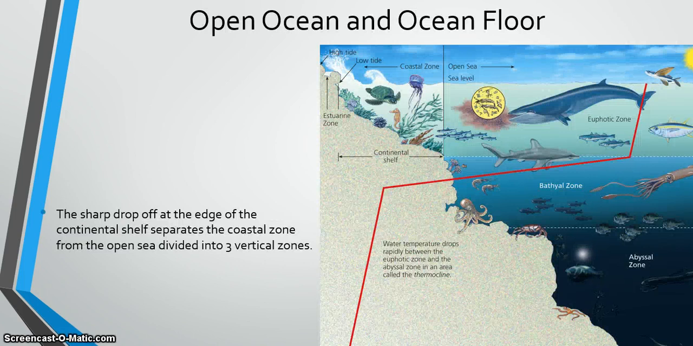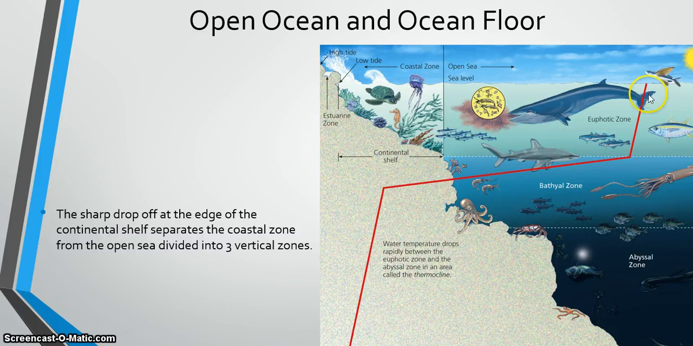All right, the last type of marine ecosystem is the open ocean. There are 3 vertical zones in the open sea. There's the euphotic zone. That's the depth to which light penetrates through the water. That's about 100 meters. Then we have the bathyal zone. And the bathyal zone is a little bit darker, not as much light penetrates this area, but we have a sharp decrease in temperature here.